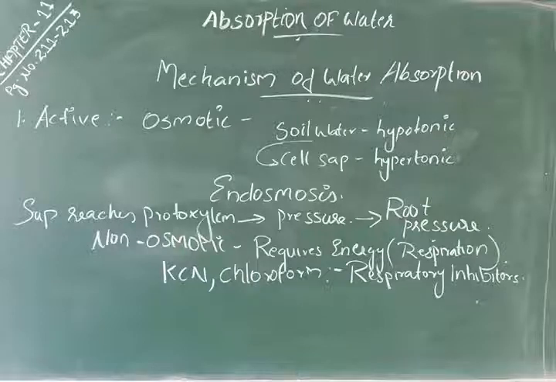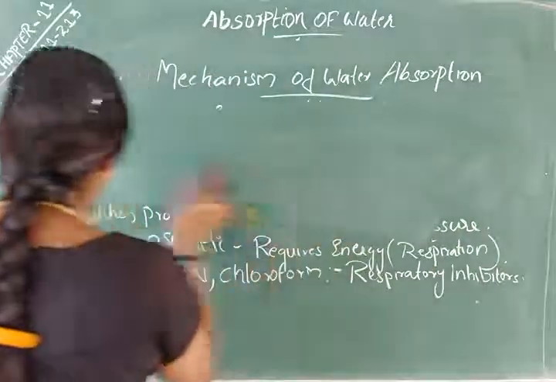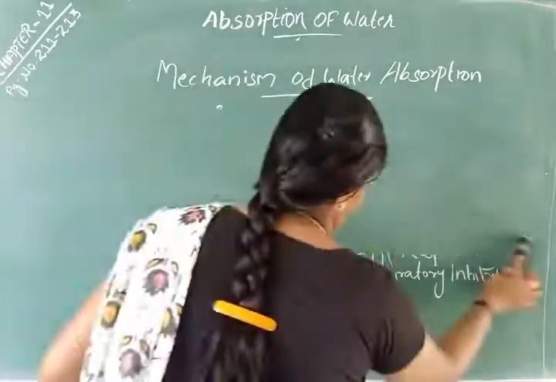Potassium cyanide, chloroform, etc. are respiratory inhibitors. When we apply these respiratory inhibitors, the rate of respiration decreases, and along with it the water absorption rate also decreases. So there is a link between respiration and water absorption. Now, what is passive absorption of water? First we discussed active, now passive.